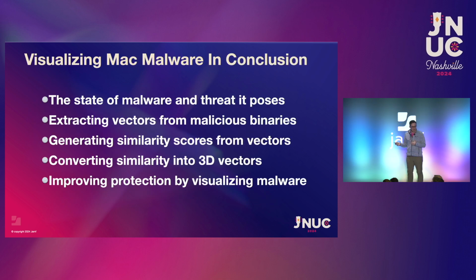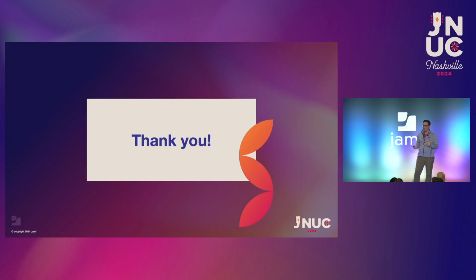So that, in summary, is what we discussed today. We looked at the state of malware, the threat that it poses, extracting vectors from malicious binaries, and generating similarity scores from those vectors, converting it into 3D vectors, and then improving protection by using a malware visualization tool known as Titan. And that's it.